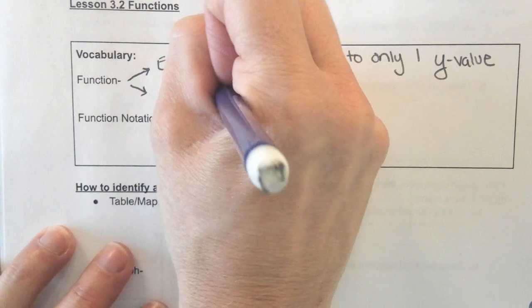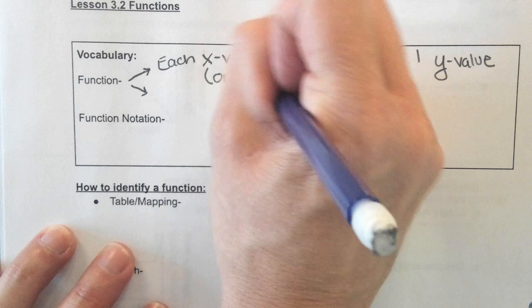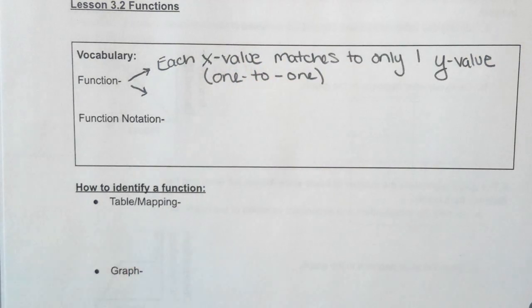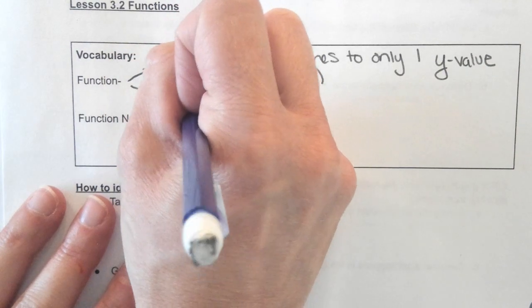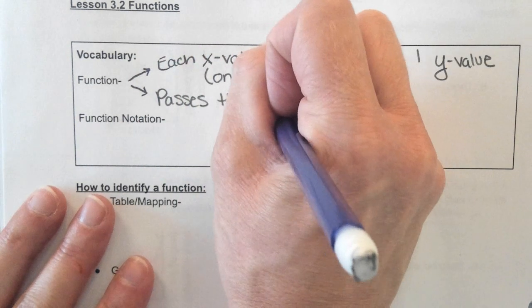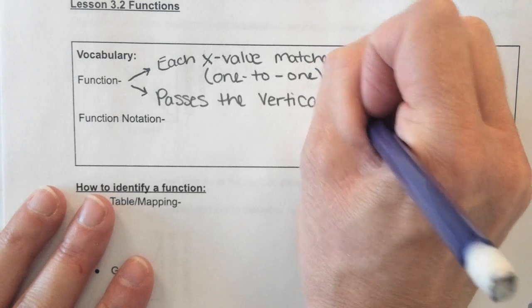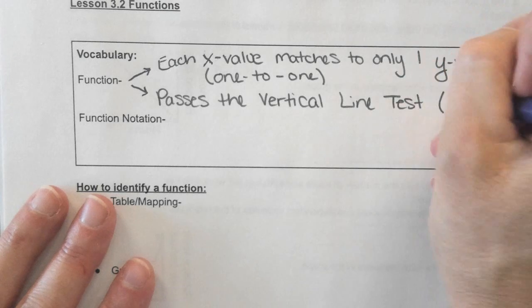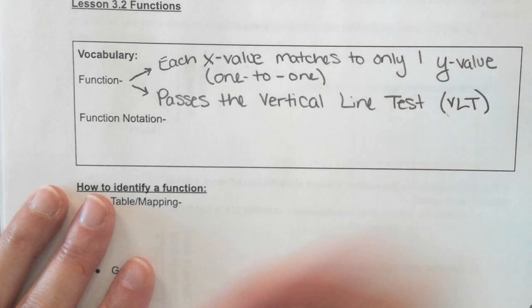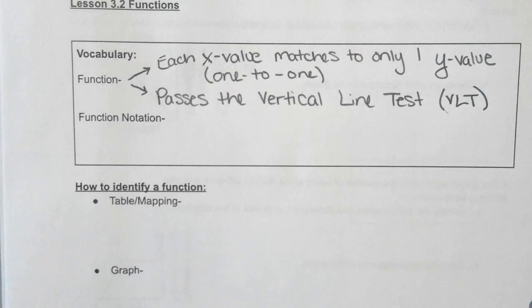So each x matches one y. We have a special name for this. We call it one-to-one, meaning each x is matched to one y. It's not matched to multiple y's. Now, have you heard of the vertical line test before? Yes. Okay. That's another way to tell something is a function, that it passes the vertical line test. That gets a little obnoxious to write out each time, so you can write VLT, and I am fine with VLT for vertical line test.